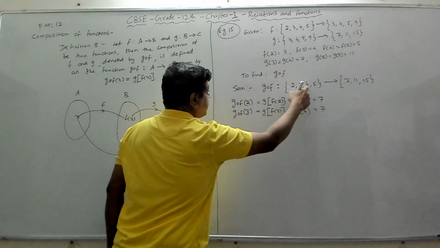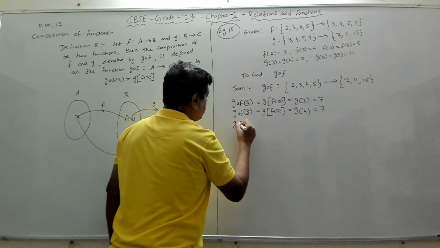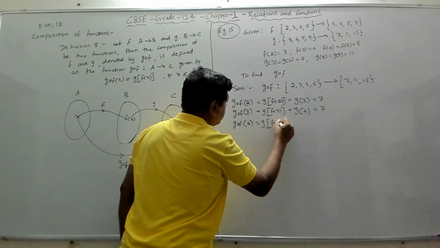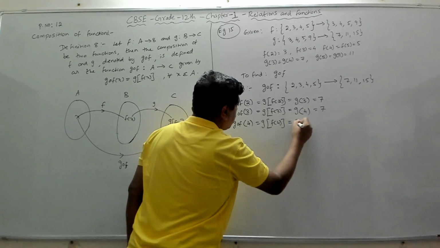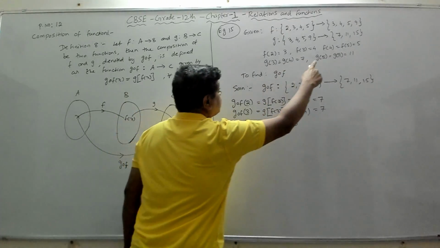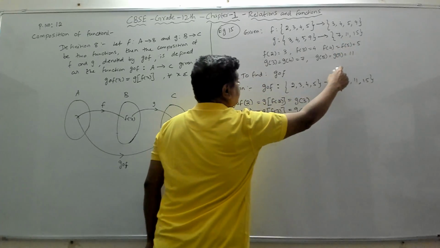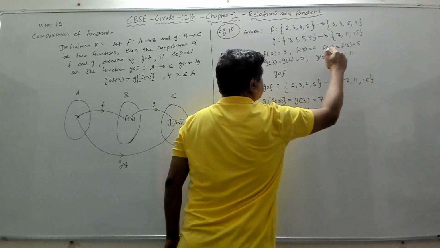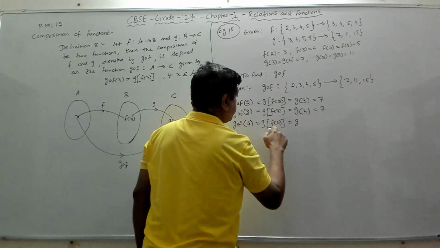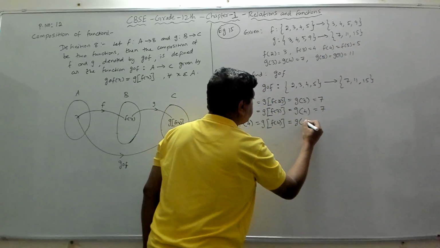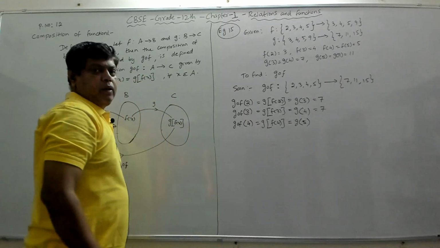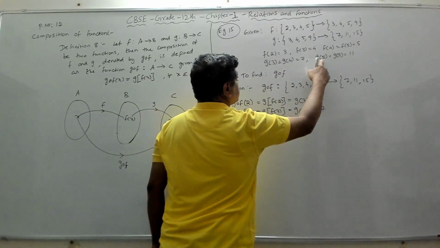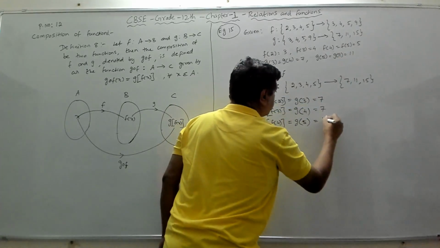Now let's take the next element, the third element in the domain of G of F. That is G of F of 4, which is equal to G of, now what is F of 4? F of 4 as per the definition is 5. So F of 4 is 5. So here G of F of 4 will become G of 5. Now we should find G of 5. And what is G of 5? As per the definition, G of 5 is 11. So this becomes 11.